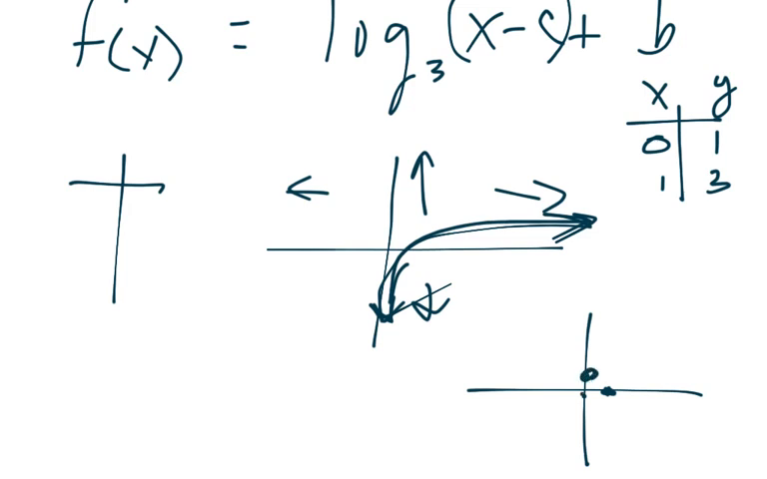0, 1 is right there. I'm sorry. And it's going to have 1, 3, which is a point up here. And so you're going to start to get stuff like this. That's what's happening. So check that out. It should help you get through those.